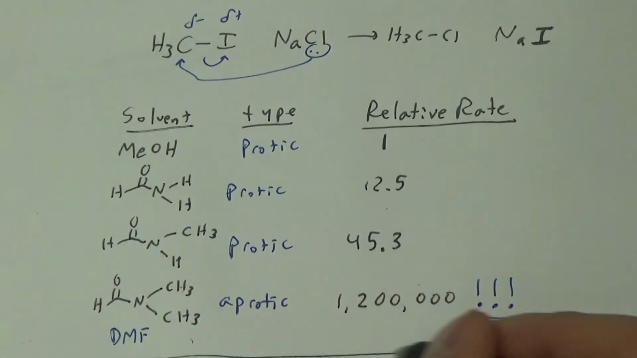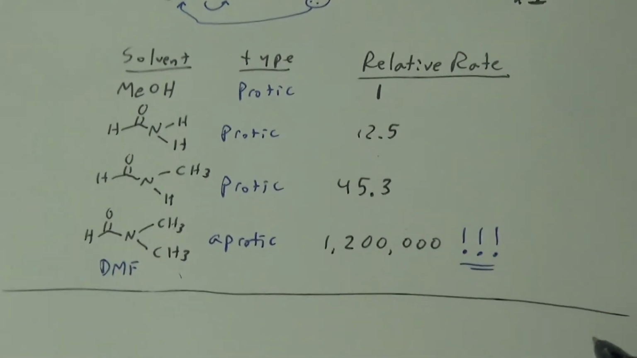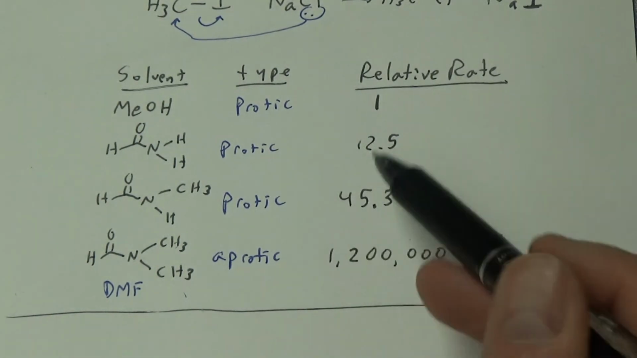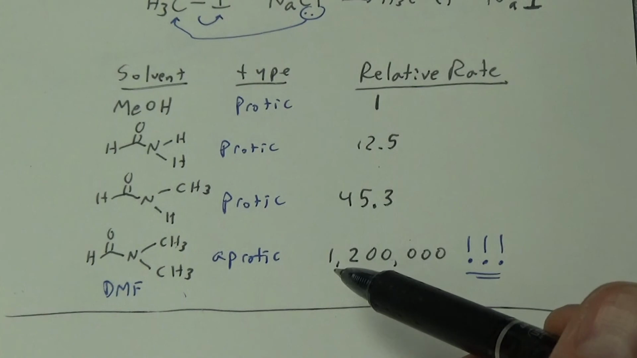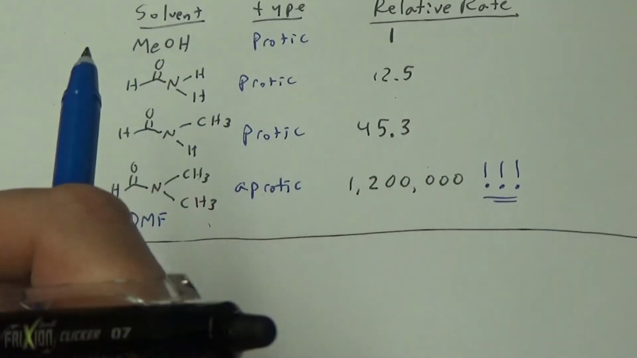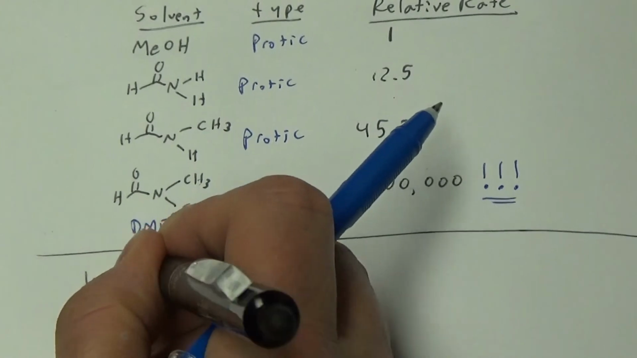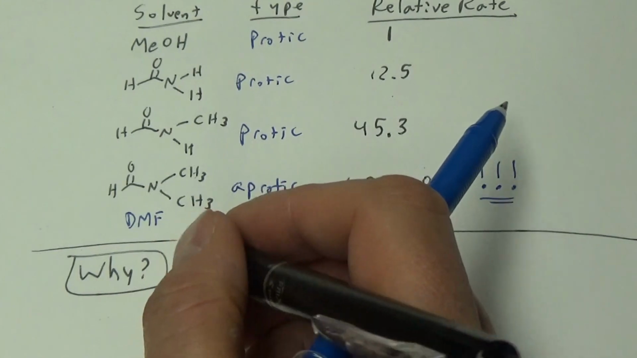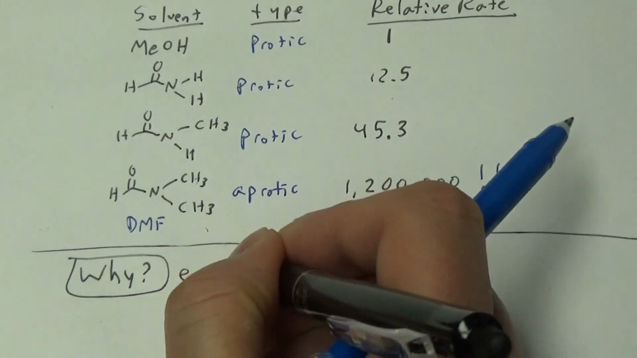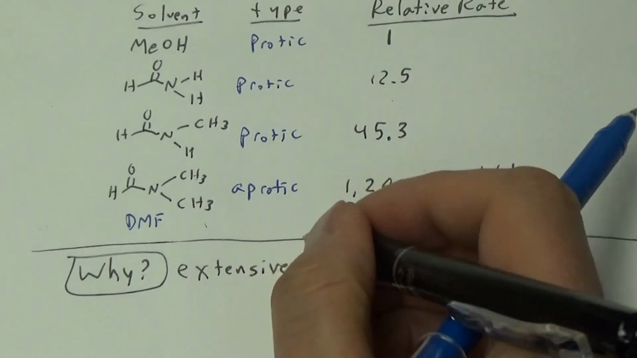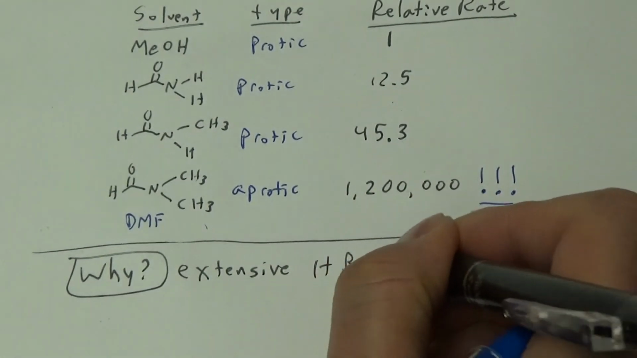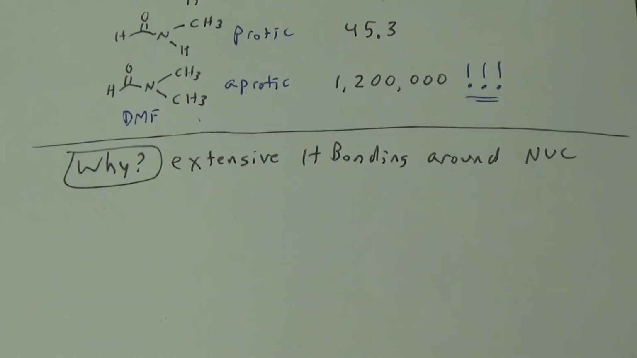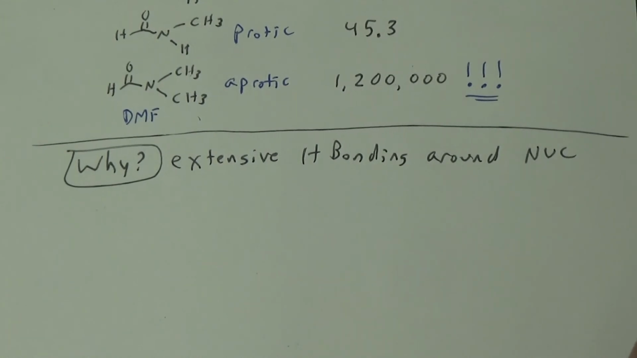Okay, so why is that? The question would be, why are protic solvents a little slower, or in this case a ton slower, and the aprotic solvents faster? Okay, and I already gave you the answer also, but we'll draw it out now. So in the polar protic solvents, there's extensive hydrogen bonding, H bonding, around the nucleophile. Extensive H bonding around the nucleophile, and that just destroys the reactivity.